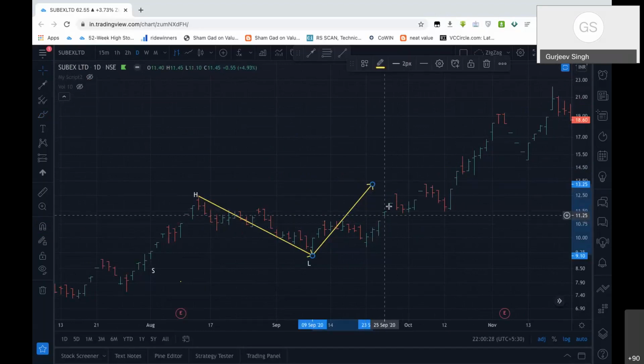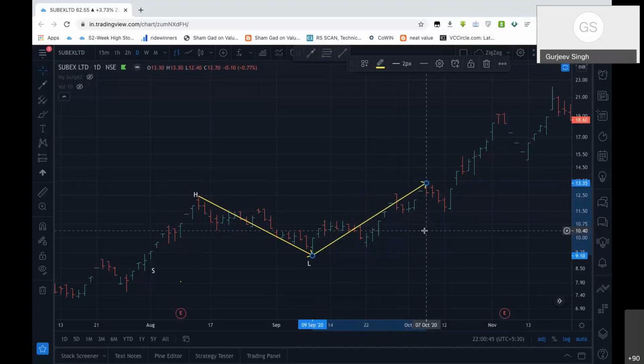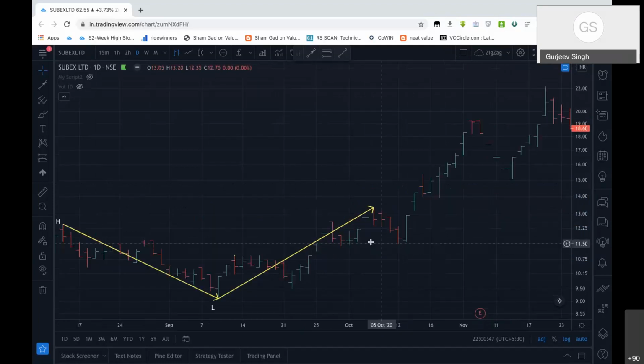One, two, three, 4, and there is no fifth bar. Getting it? There is no fifth bar because the low of this bar is not lower than this bar. This is 11.35 and this is 11.4. So this goes here. Now check. 1, 2, 3, 4, and 5. This is a proper move.